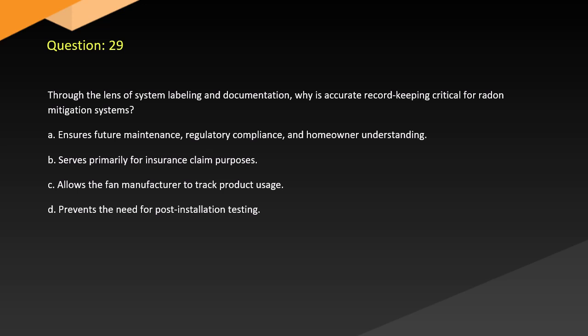Question 29. Through the lens of system labeling and documentation, why is accurate record-keeping critical for radon mitigation systems? A. Ensures future maintenance, regulatory compliance, and homeowner understanding. B. Serves primarily for insurance claim purposes. C. Allows the fan manufacturer to track product usage. D. Prevents the need for post-installation testing.